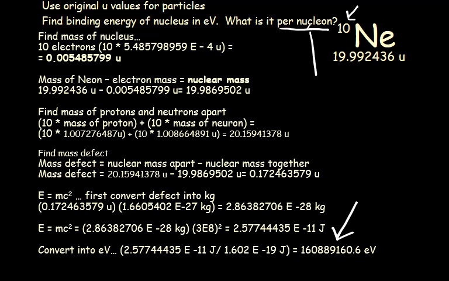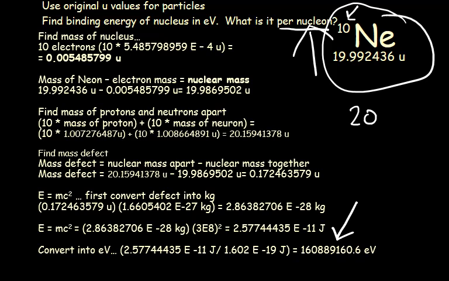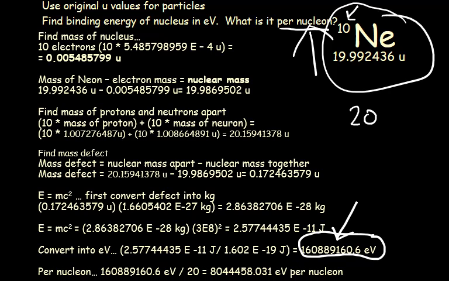If we want it per nucleon, this is really helpful if we want to compare one atom to another. We ask how many nucleons we have. For neon, we have 20 nucleons, so we take this value and divide it by 20. That's how much energy per nucleon is holding the nucleus together. This is helpful when comparing different elements, because some nuclei are very large and have a lot of binding energy. This enables us to compare how much binding energy each element has.